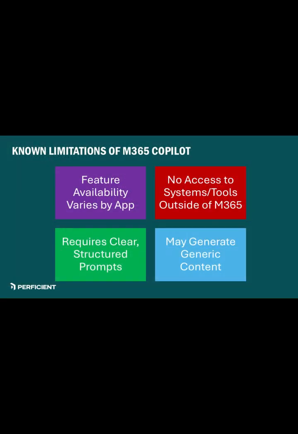While Copilot is powerful, it's important to understand its limitations. Feature availability can vary by application. In the Frontier program, this is even more prevalent as Proficient will see rapid advances in capabilities across apps. Copilot only has access to data within Microsoft 365. It cannot see information outside those systems. Clear, structured prompts produce the best results. And like all AI tools, Copilot may sometimes generate generic content that benefits from human review and refinement. It is important to trust but verify. Now we're going to take a look at M365 Copilot in action.